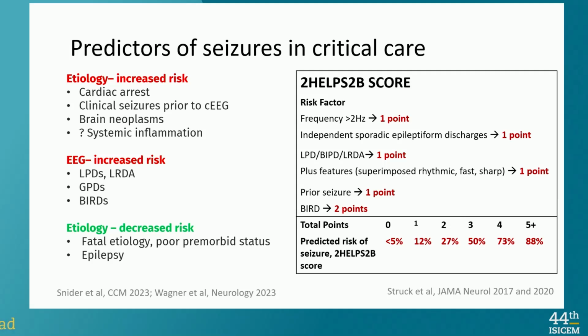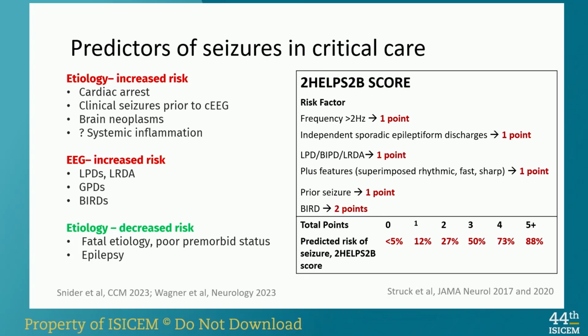And if I think about patients that I see in the ICU that are at high risk of having seizures, I think of the underlying brain injury. So, for example, cardiac arrest, clinical seizures, brain neoplasms, maybe inflammation, even systemic inflammation has been associated with it. And then certain EEG findings that make it more likely.